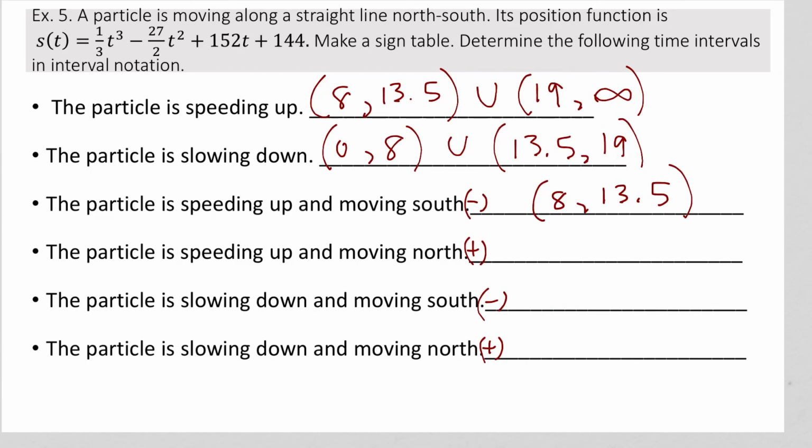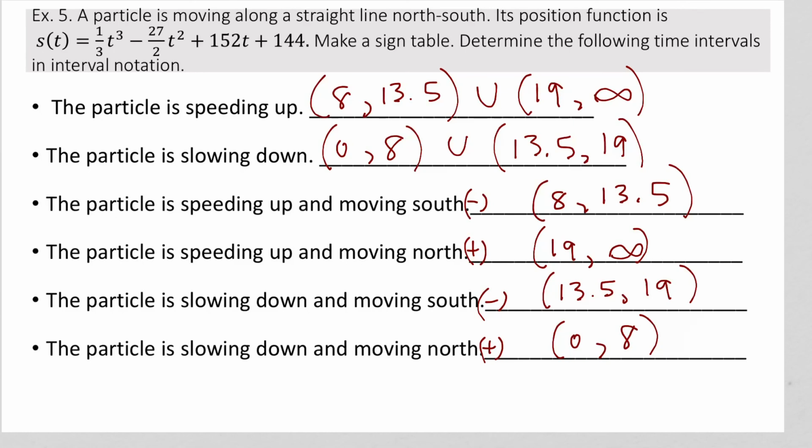All right, and then let's see, where am I? Speeding up and moving north on the interval 19 to infinity, because the velocity was positive. And then I'm slowing down and moving south on the interval 3.5 to 19, because the velocity was negative on that interval. And then I'm slowing down and going north because the velocity was positive on that interval.